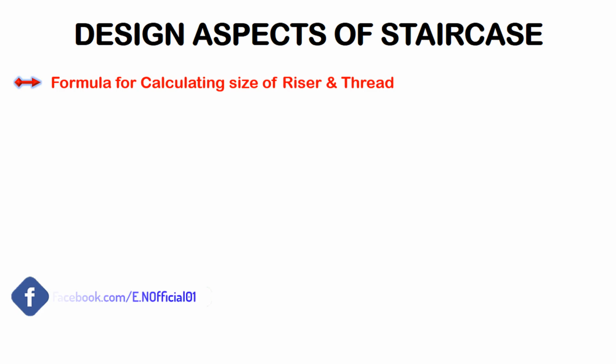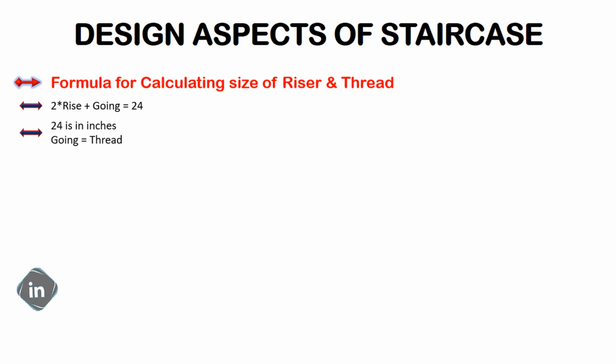Now let's discuss some basic formulas which are used during the designing of a staircase. First, let us understand how we can calculate the size of riser and thread of a staircase. The formula for calculating the riser or thread is 2 into rise plus going is equal to 24. Here in this formula 24 is basically in inches, right? And the going represents thread of a step. Now in this formula we only need one term. Either we need riser or we need thread. So if we have been given riser, then we can easily find out thread, or if we have been given thread, then we can easily find out the riser of the staircase.